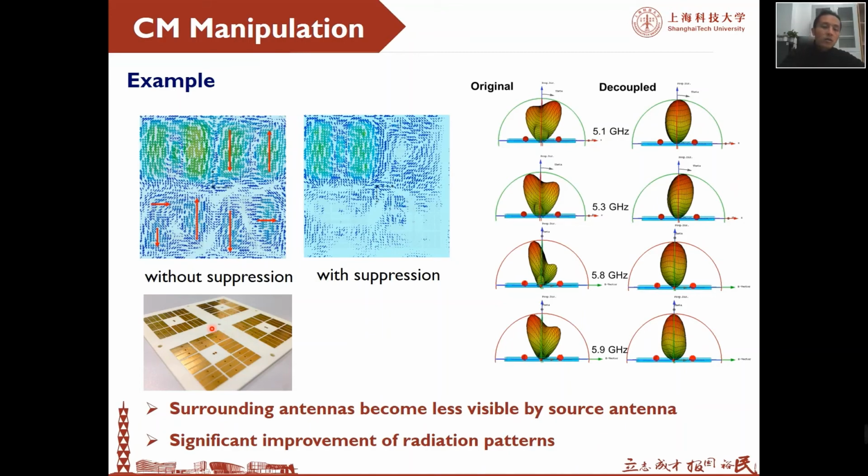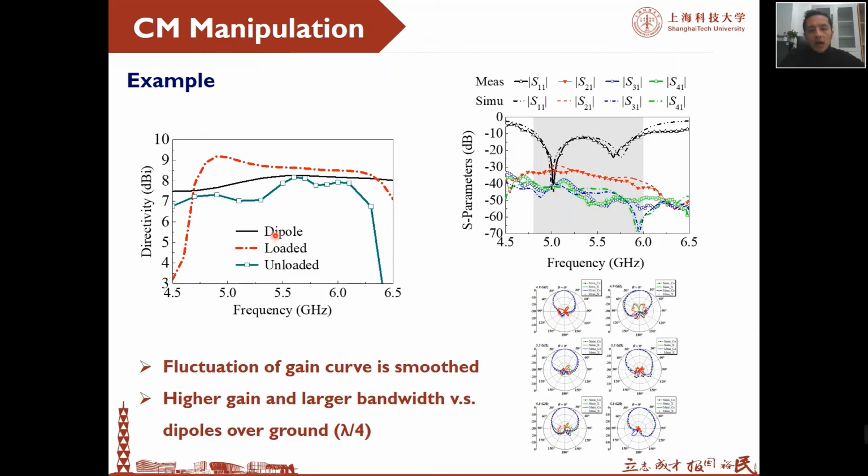In this way, we could also do this without losing the ability to form durable applications. If we compare to the dipole, just a quarter wavelength over a ground plane, the proposed antenna also has a better gain. And compared to the original antenna, we don't have the fluctuation.